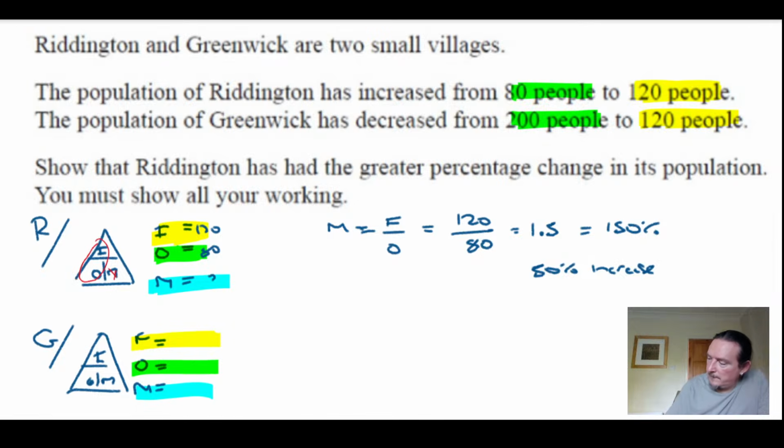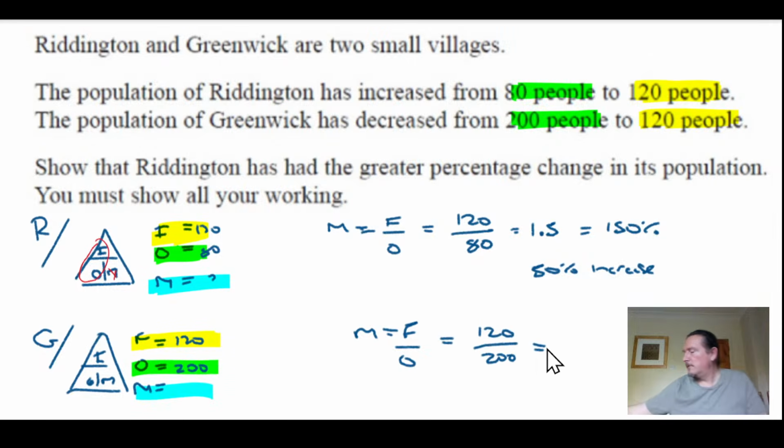Okay, so again, multiplier is final over original. So the final, what we said was 120, the original was 200. So we're going to do 120 over 200. What's that then? So 120 divided by 200. That's 0.6. And as a percentage, that's going to be 60%. So again, if you start with 100% and then you drop to 60%, that is a 40% decrease.